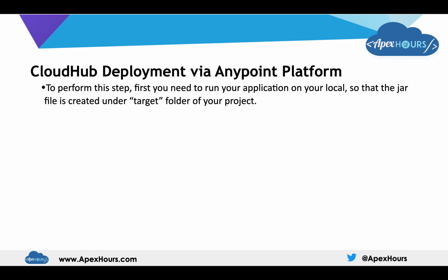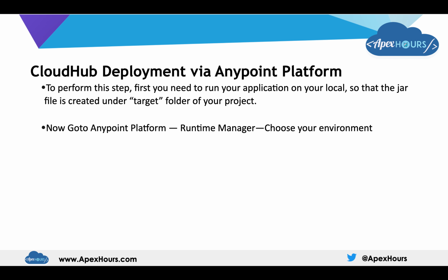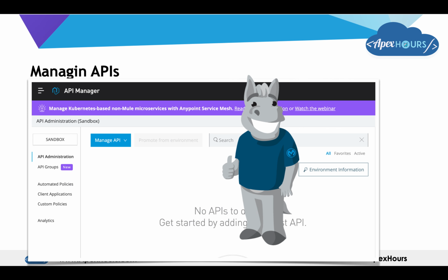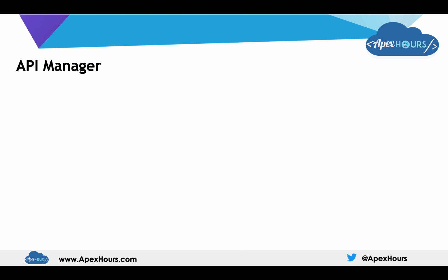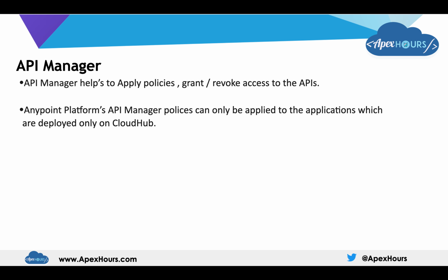I'm not going to show with Anypoint Studio because that is not really required, but managing APIs, okay, API Manager helps to apply policies, grant and revoke access to these APIs. Anypoint Platform's API Manager policies can be applied to the applications which are deployed only on CloudHub.